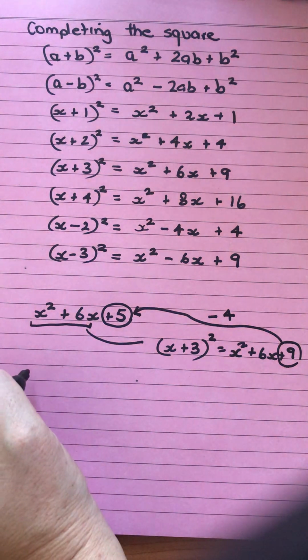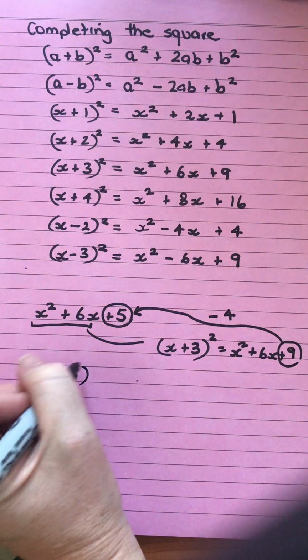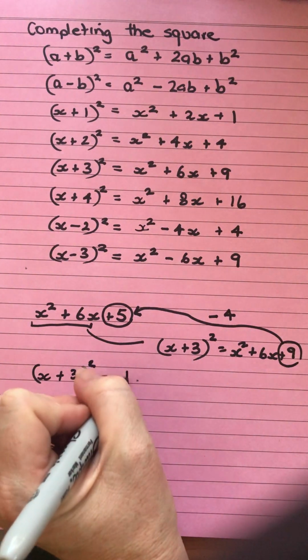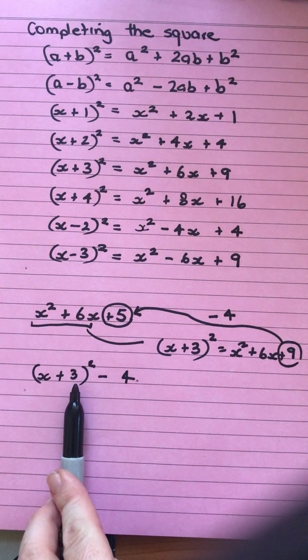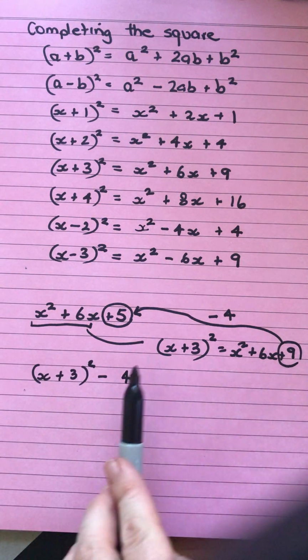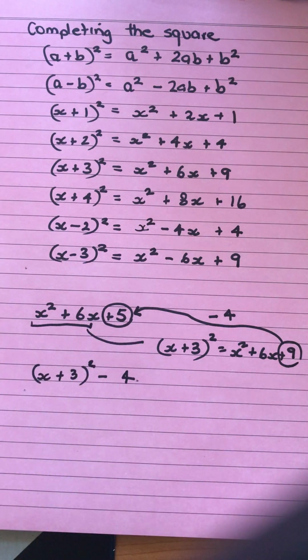So when I put this into completing the square form, I have (x + 3)² − 4. So then I know that when I expand out this, I'll get x² + 6x + 9, I'll take away the 4, and I'll be left with x² + 6x + 5. So each time you see one, that's what you're looking for.